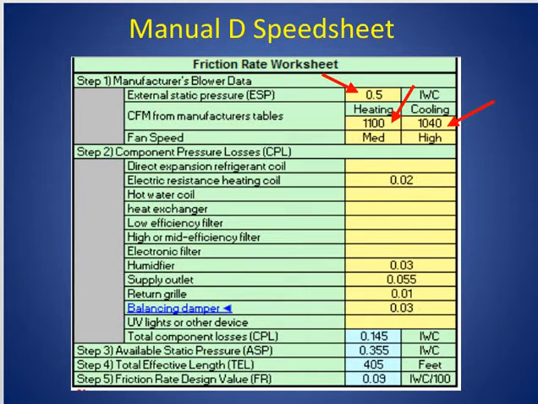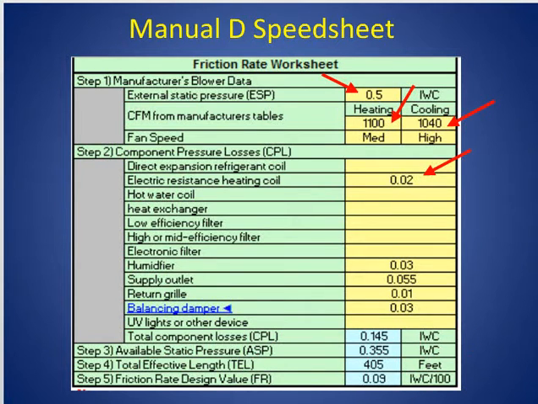Wait a minute. How come it's got a higher speed and a lower CFM on cooling? Well, that's a good question. Man, I get some great questions in this class. 1040 is the cooling one, and that's because it's on a wet coil. And the wet coil has enough resistance that it decreases the amount of air, even though it's on high speed, down to 1040.